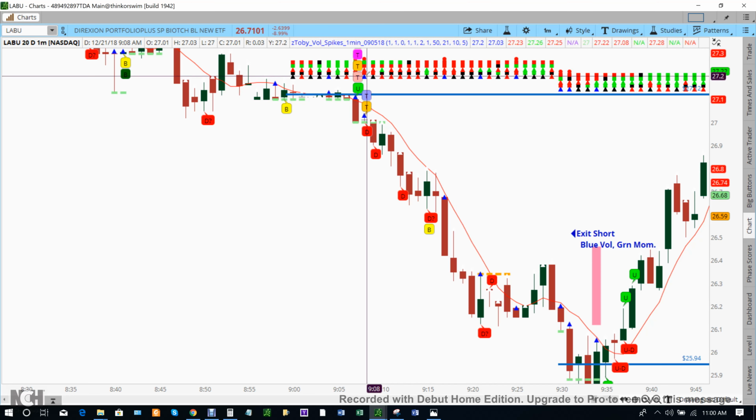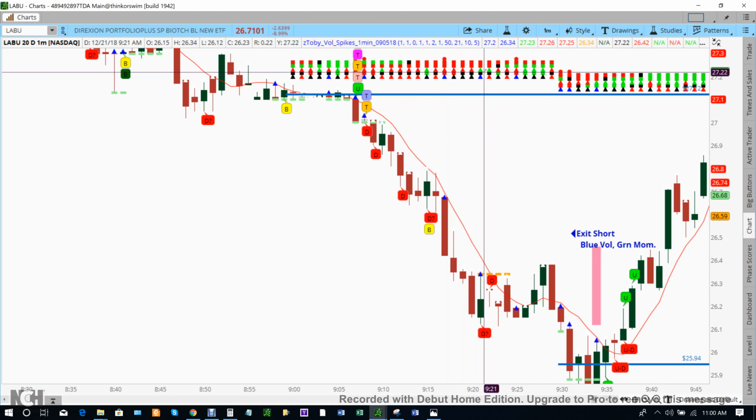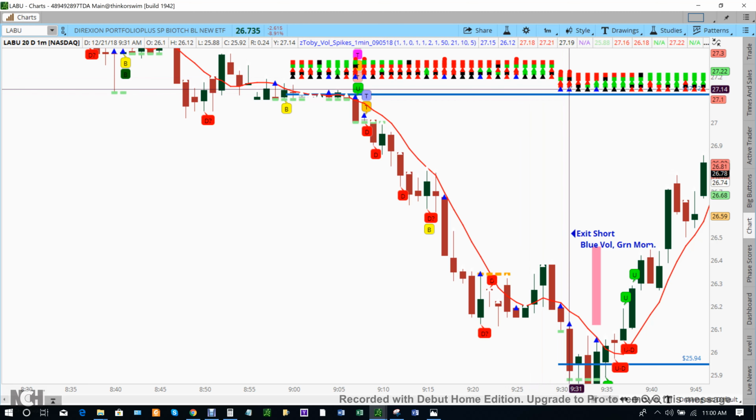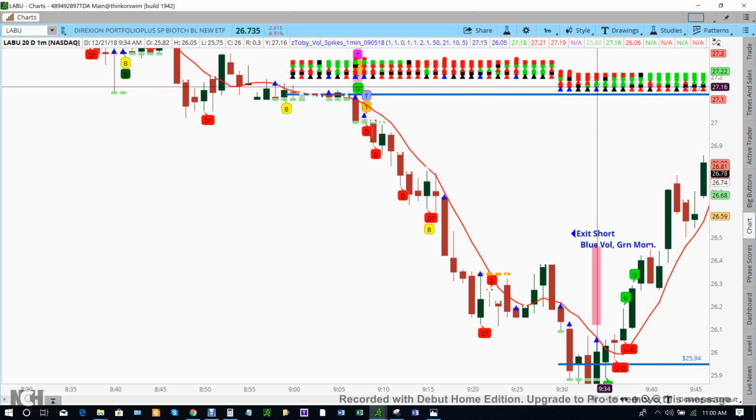Next blue triangle is red, down, continue going down. Next blue triangle is red, continue going down. Black is neutral. Here's another blue triangle. Red is going down. Here's a blue triangle with green. So that's a good exit point. So this is like time to exit.